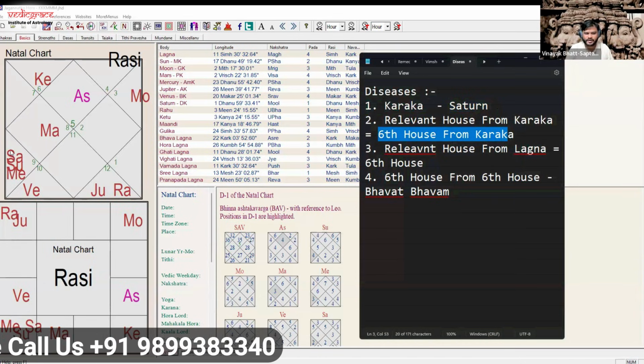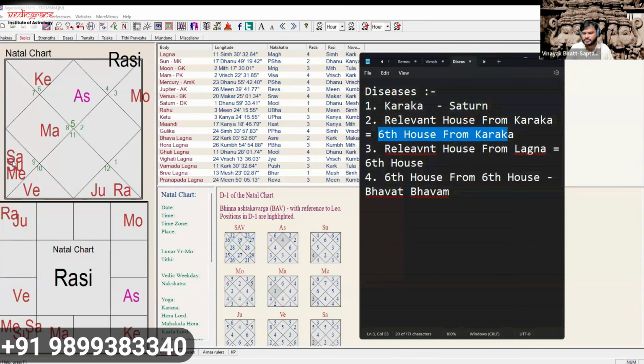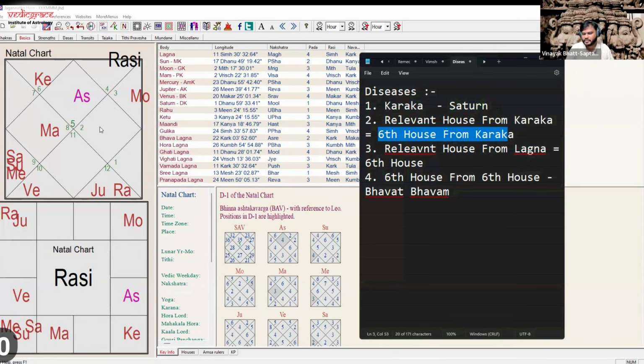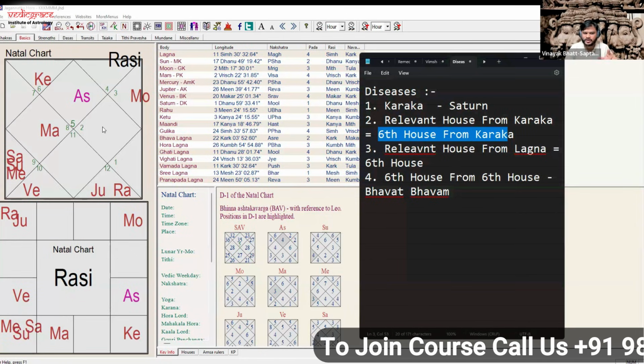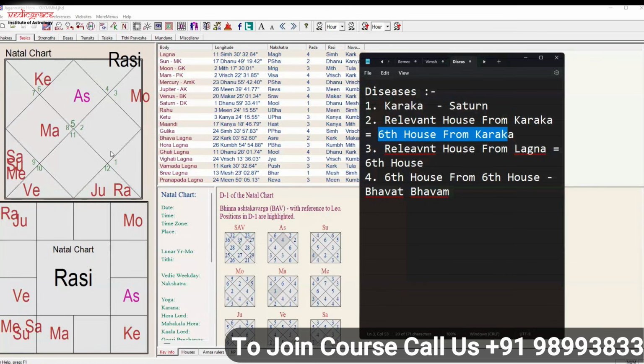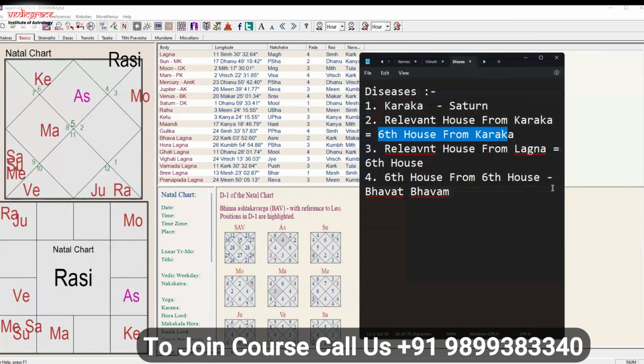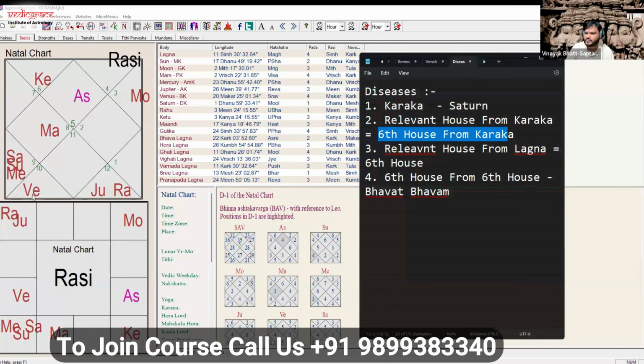In this case, Saturn is in Sagittarius sign. The 6th house from Saturn is what? Taurus. Now you see the Taurus sign and Venus. So you may face health issues related to these houses and planets, that is Taurus and Venus.